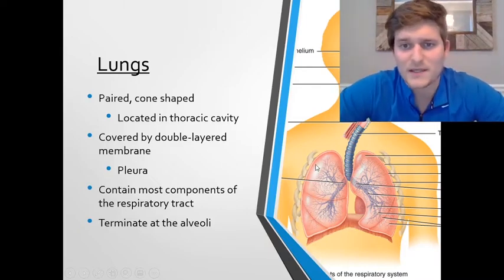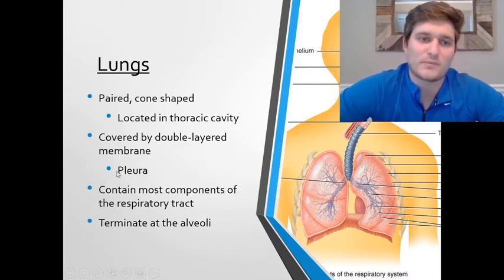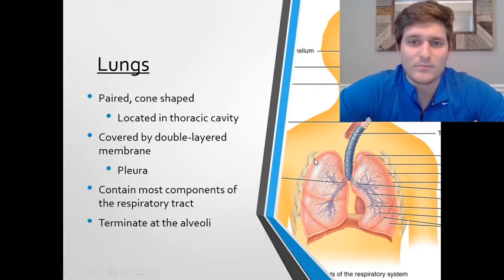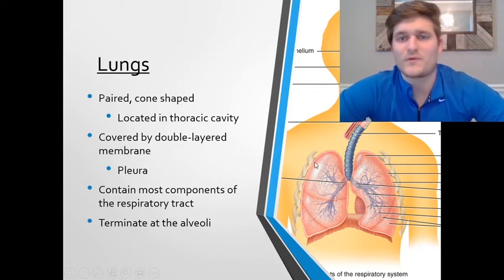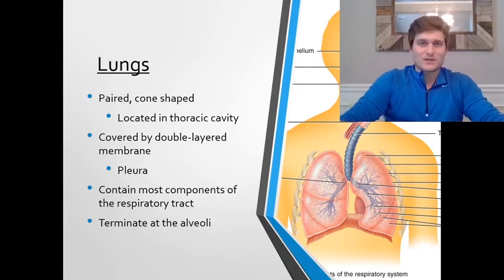And lining the lungs are membranes, and the inner membrane is going to be called the visceral pleura, and the outer membrane is going to be called the parietal pleura. And when we talk a little bit more about ventilation here in a second, we're going to see why the two membranes are so important to that breathing process.